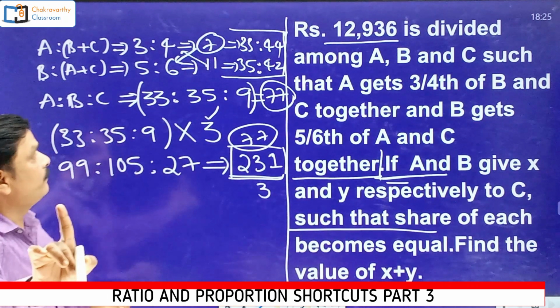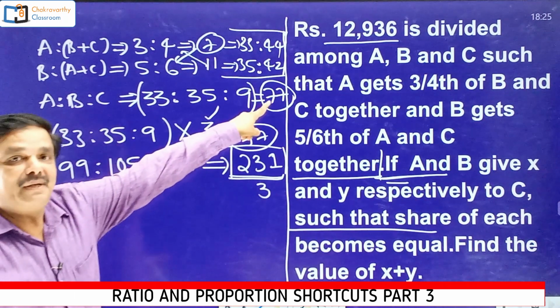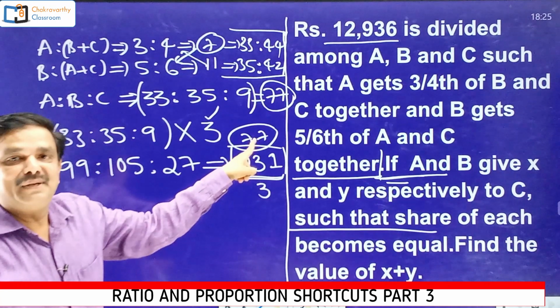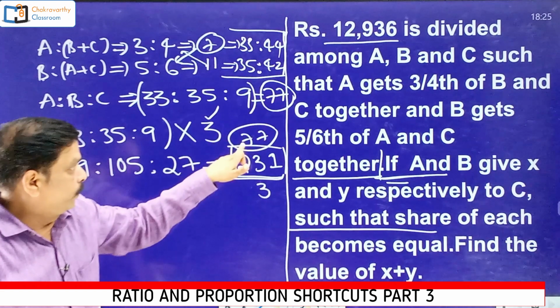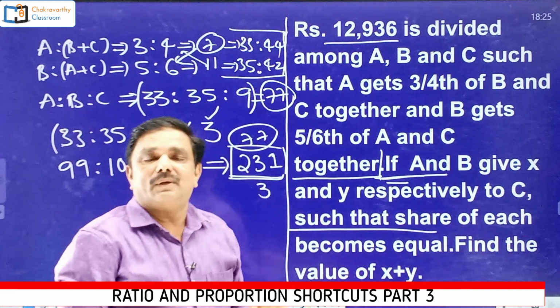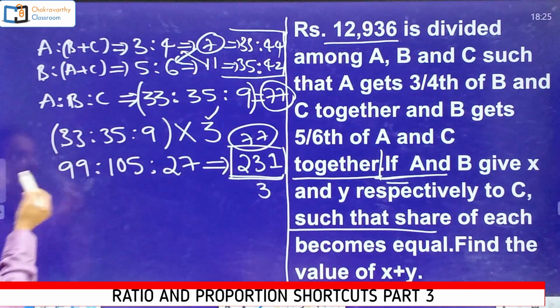But here don't get confused, students. This 77 is different and this 77 is different. Incidentally both are the same, isn't it? Incidentally both are the same here, but don't get confused. Now A must get 77.